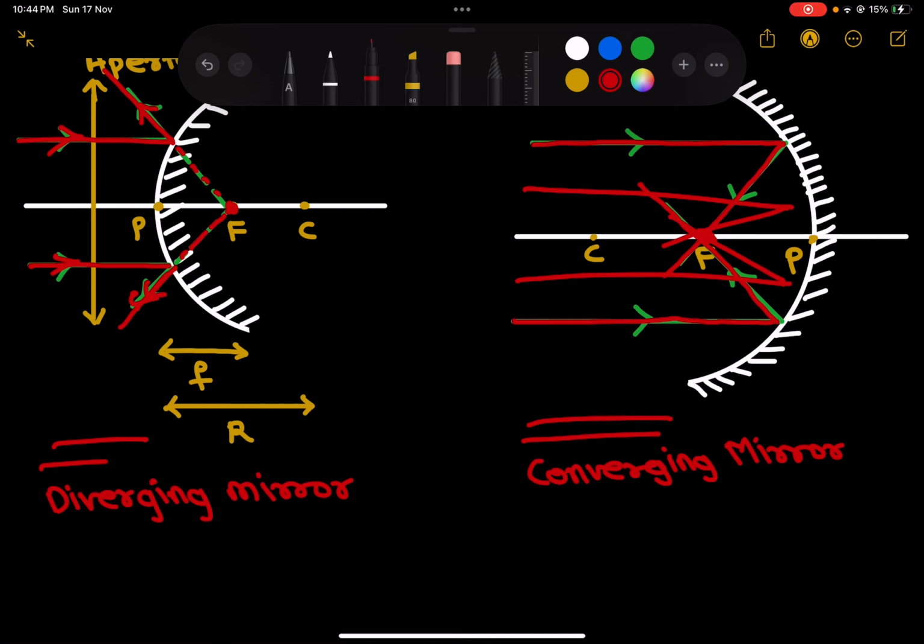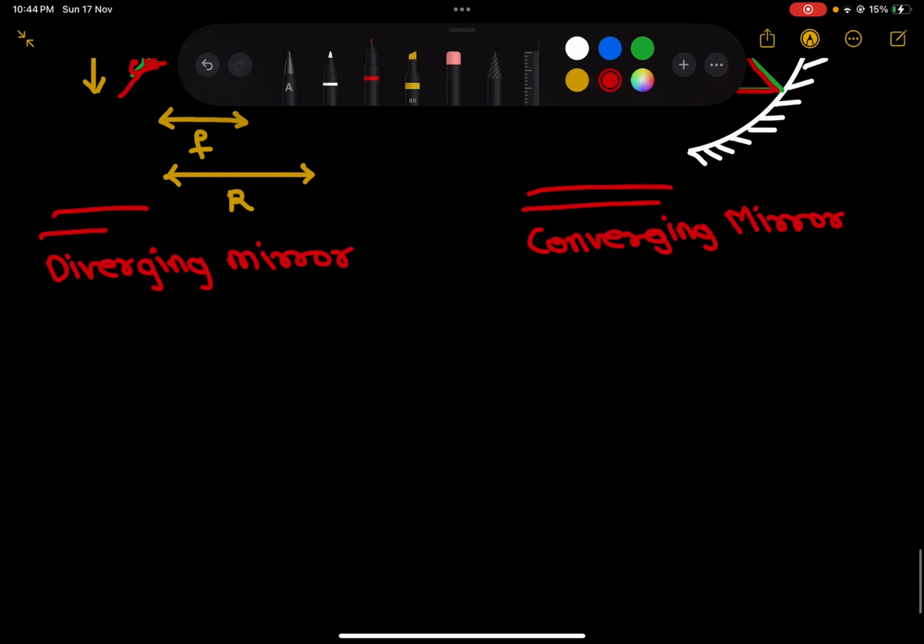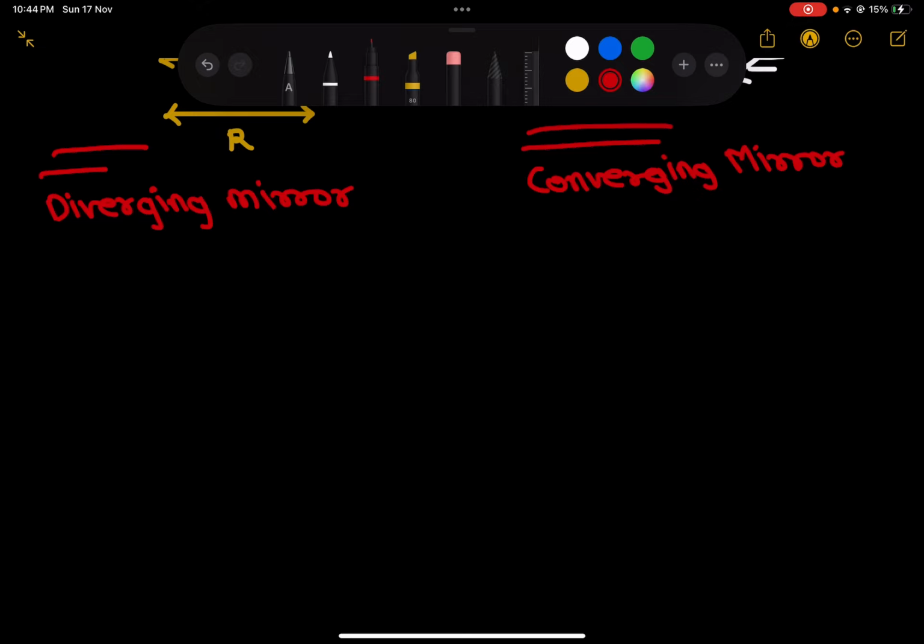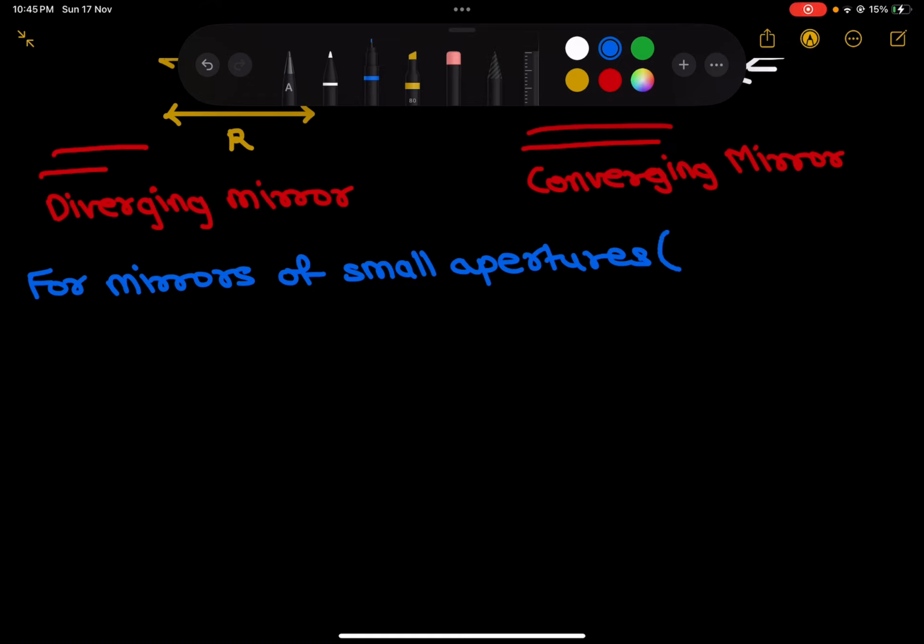Now for mirrors, there is a condition. Okay, for mirrors, I'll write this down. For mirrors of small apertures, which means the aperture should be extremely less than the radius of curvature. The aperture should be very small compared to the radius of curvature. Understood? So for such mirrors, F is the midpoint of C and P.